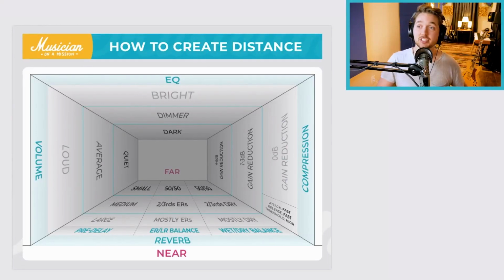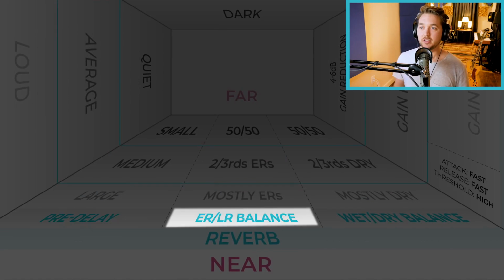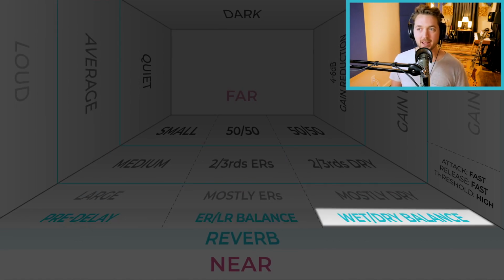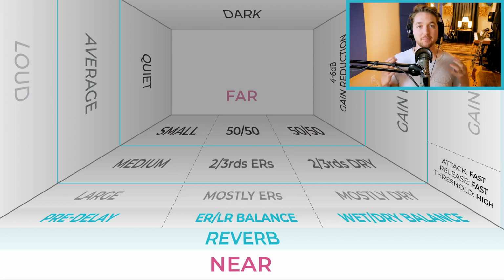So whenever you're in doubt, just come back and check out this chart, and it's going to really help you to figure out how to push something back in the mix or how to bring something closer to you in the mix. So with that said, let's finish up creating our mix depth matrix. If you go over to this chart on the reverb section, you can see that there are 3 different categories: pre-delay, early and late reflection balance, and wet and dry balance. These are the 3 main ways that you can change up how far away an instrument is going to sound from the listener based on reverb settings.